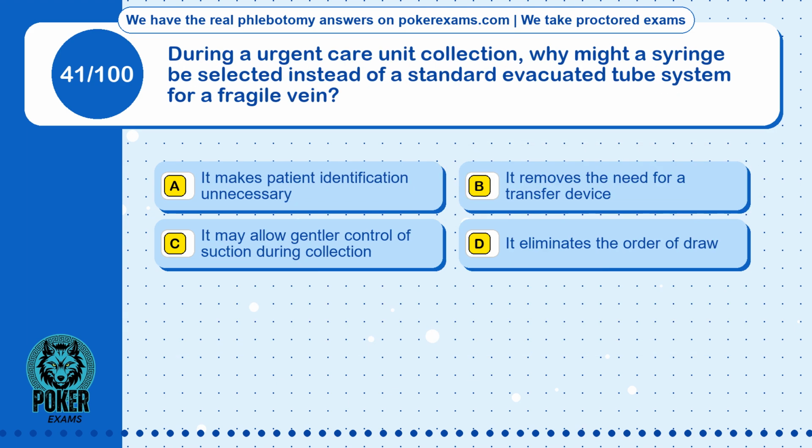Question 41. During an urgent care unit collection, why might a syringe be selected instead of a standard evacuated tube system for a fragile vein? Option A. It makes patient identification unnecessary. Option B. It removes the need for a transfer device. Option C. It may allow gentler control of suction during collection. Option D. It eliminates the order of draw.